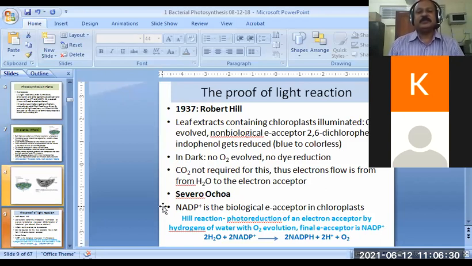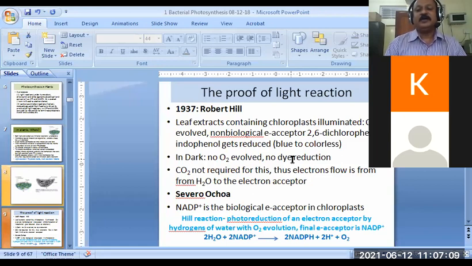For this, in 1937, a famous scientist by the name Robert Hill performed an experiment. In the experiment, he took leaf extracts. Remember that this is not a complete leaf structure. He extracted the leaves, and the extract contains chloroplasts. The extract was then illuminated with sunlight, and he found that when there was proper illumination of the chloroplasts, oxygen was evolved.